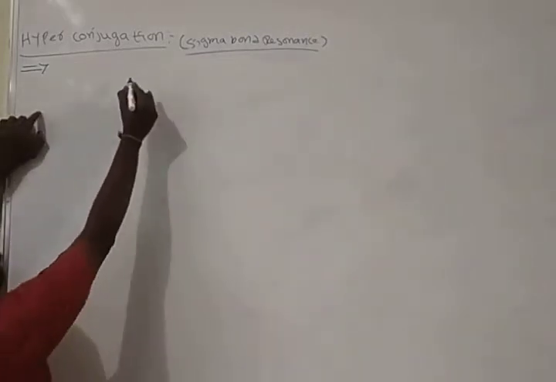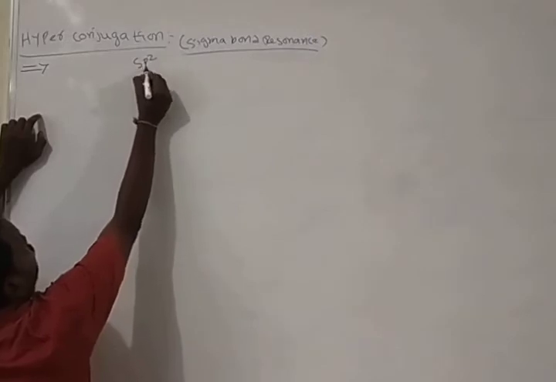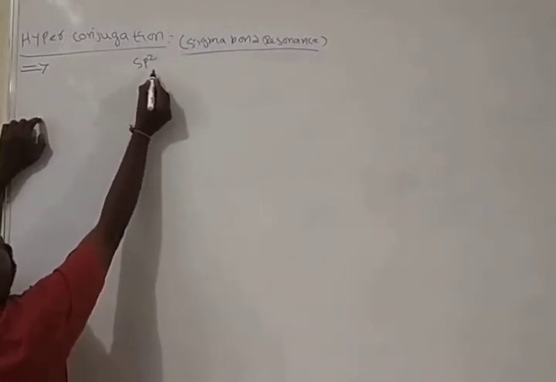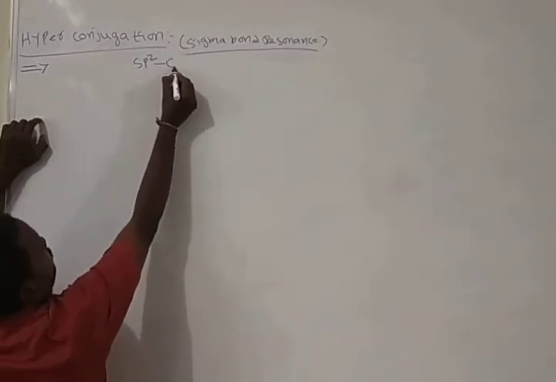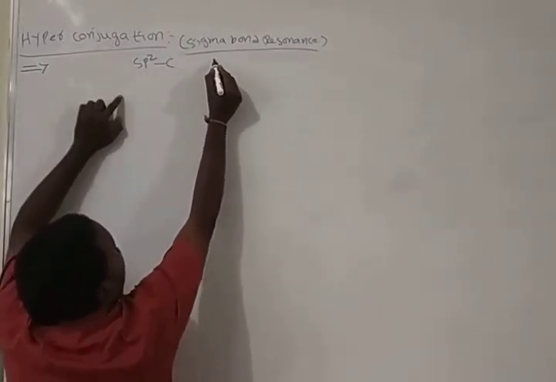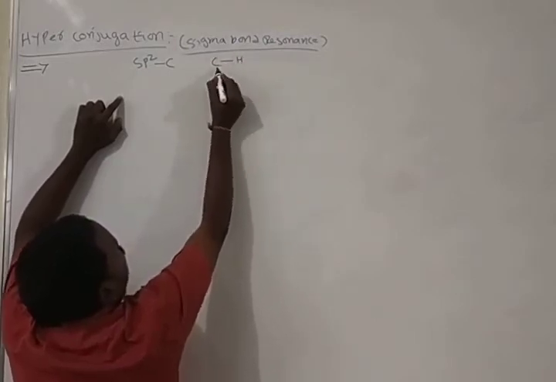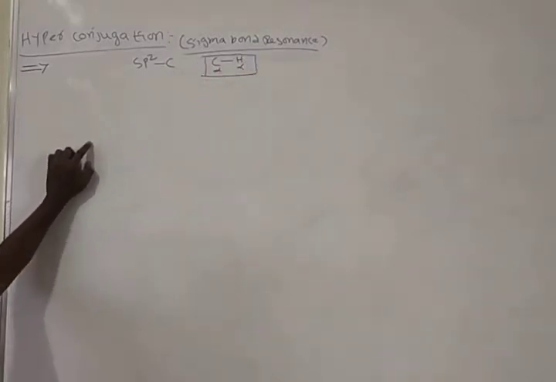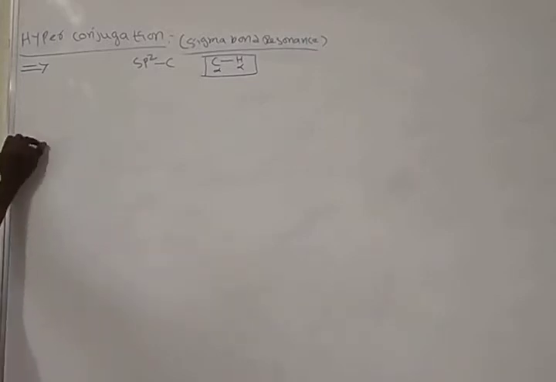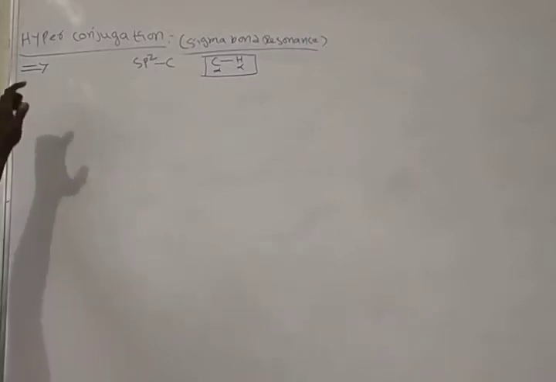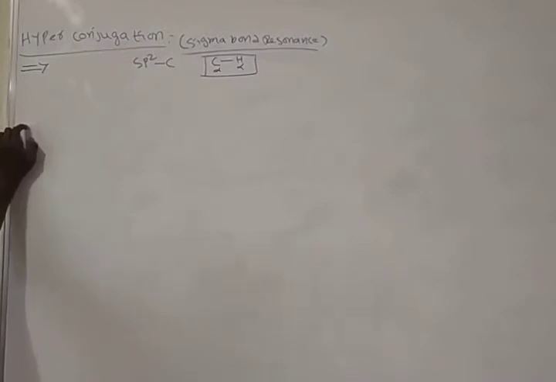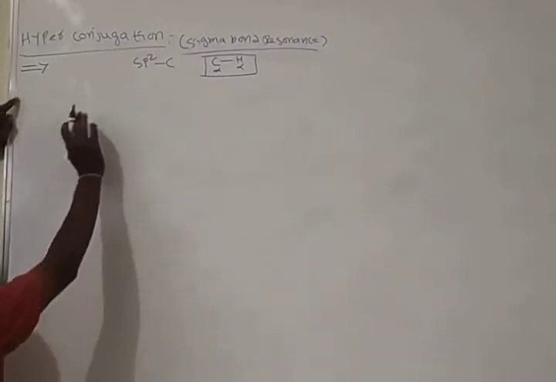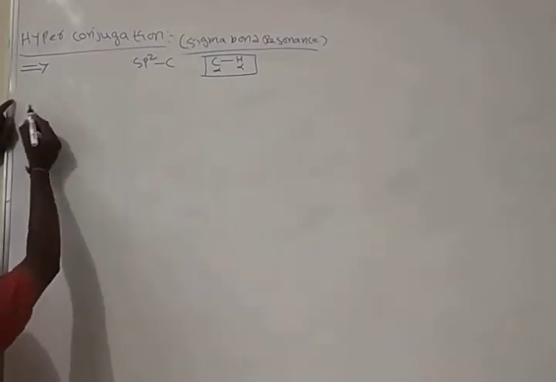The organic molecule which contains sp2 hybridized carbon along with at least one alpha carbon hydrogen may exhibit hyperconjugation. This is the only condition for hyperconjugation.